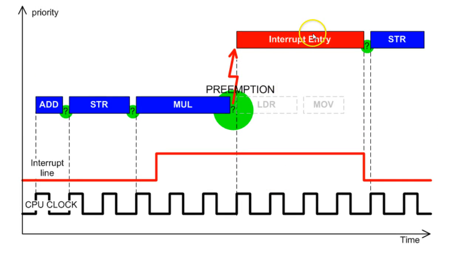Another interesting observation is that the CPU has a special interrupt entry instruction, which is often one of the longest in the instruction set. For example, the ARM Cortex-M interrupt entry takes at least 12 cycles, whereas other simpler instructions, such as move or add, can execute in just one clock cycle.